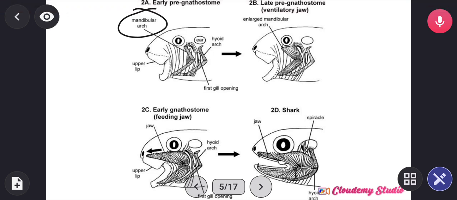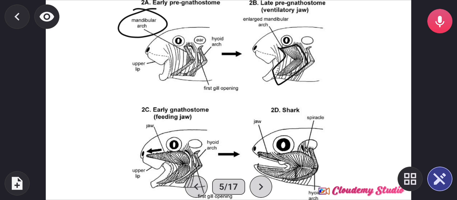Now, the mandibular arch becomes enlarged and the free end of the mandibular arch becomes rotated to form the upper and the lower jaw at one side. So look at it. This is a mandibular arch. Can you see it? Now you will see that the mandibular arch is becoming extended, like it is extending at this side.